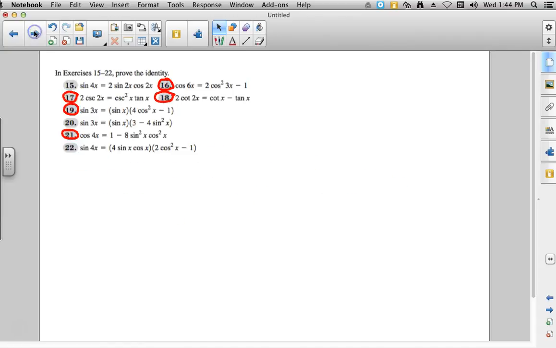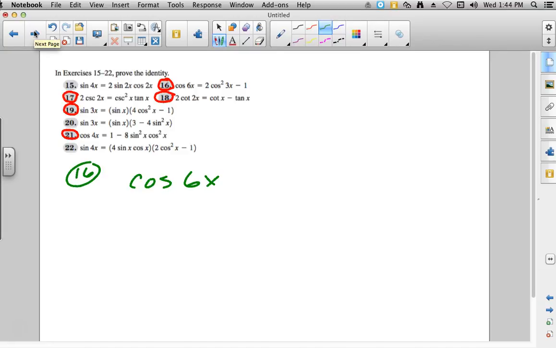The next one on the list was number 16. Number 16, we are supposed to prove the identity. So I'm going to start over here with the cosine of 6x, because right away I thought, we have double angle formulas that we could use for that. So it wouldn't be a bad thing to try to use the double angle formulas to get the left side of this. And since this has a 3x in it, I was thinking that 2 times 3x might be a good plan for that.